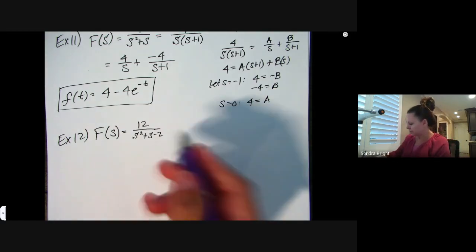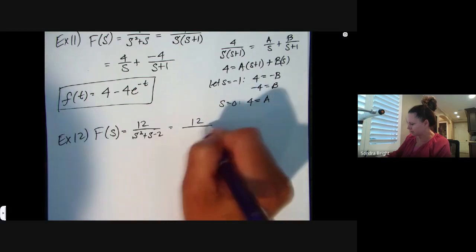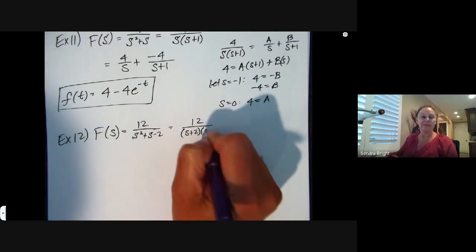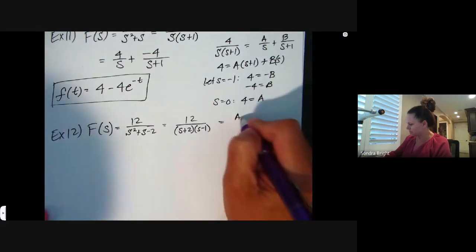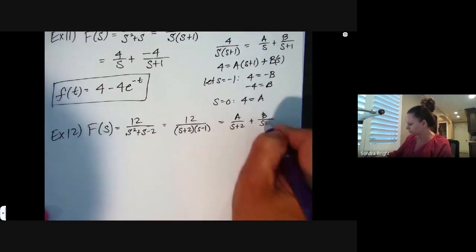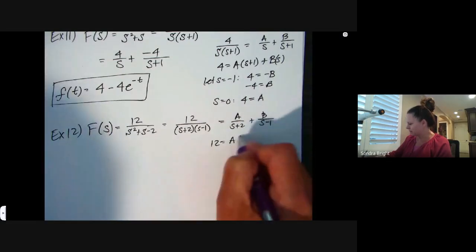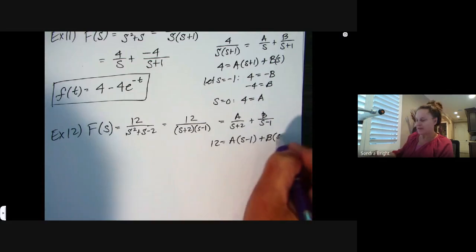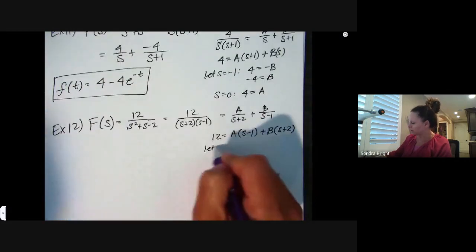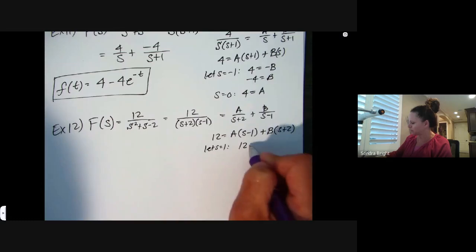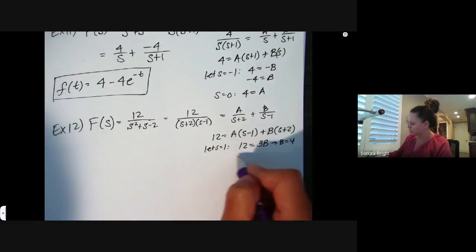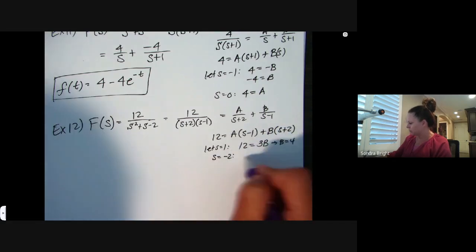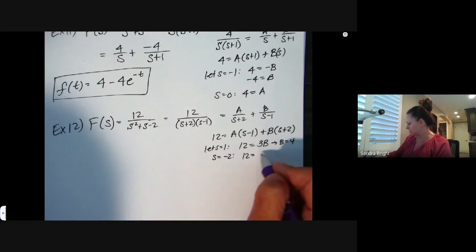Factor that bottom. You've got 12 over (s plus 2) times (s minus 1). Do partial fraction decomposition. Make it A over (s plus 2) plus B over (s minus 1). And so you'll get that. If I let s equal 1, you'll have 12 is equal to 3B. So B is 4. And when you let s equal negative 2, you'll have A times negative 3. And so A is negative 4.